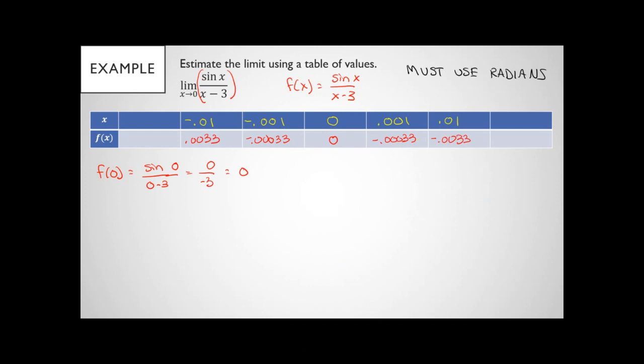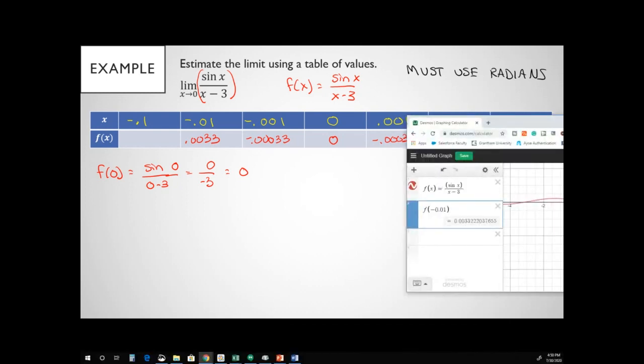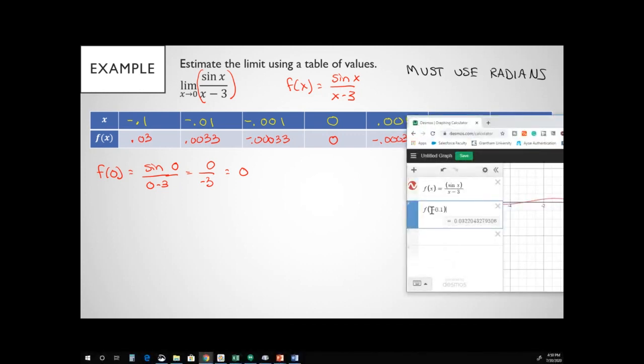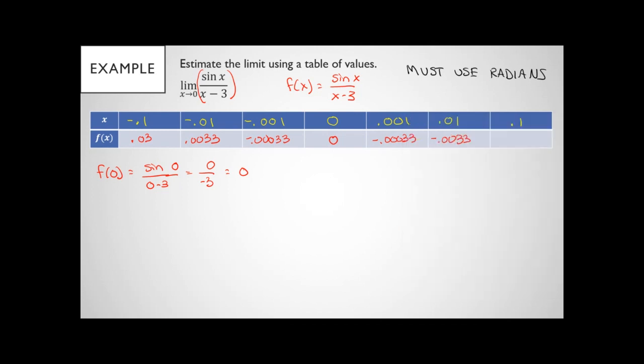And then for good measure, we'll again remove a 0 and check negative 0.1 and 0.1. So that's positive 0.03. And then when I remove my negative and plug in a 0.1, that's negative 0.03 roughly.